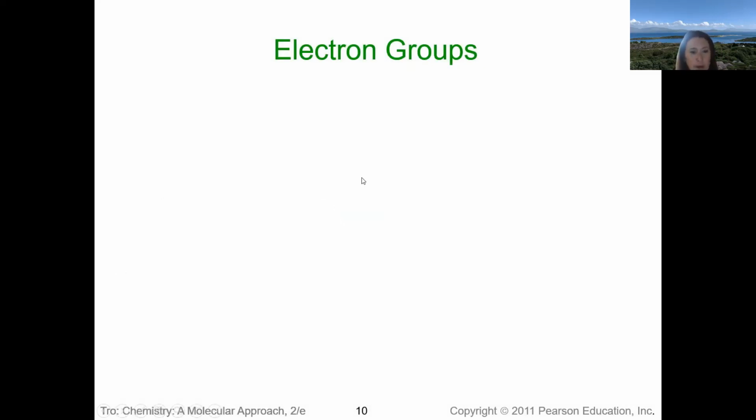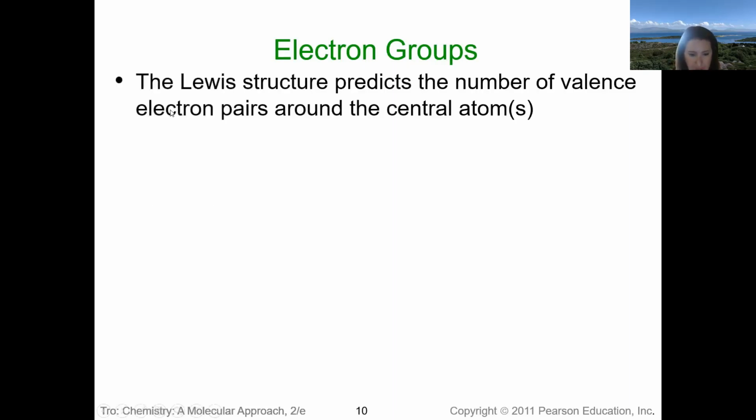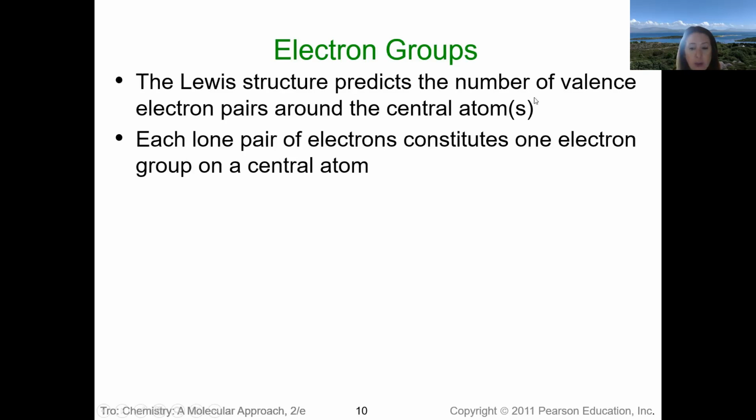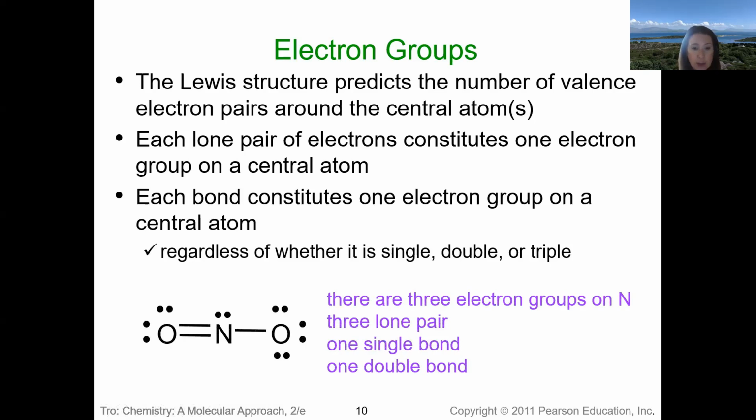So first of all, we need to talk about what an electron group is and how we use it. The Lewis structure predicts the number of valence electrons around the central atom. So anything around the central atom, we call an electron group. And it doesn't matter if it's a single, double, or triple bond, or even a lone pair. So for example, when we see this molecule right here, so this is what your homework is on this week, is drawing these Lewis structures. So you got to be able to draw this Lewis structure.